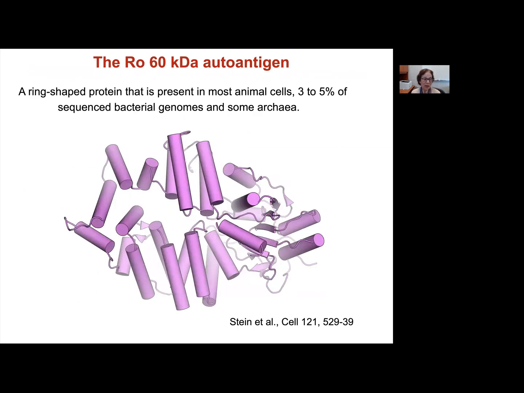Rho60 is present in most animal cells. Some sequenced bacterial genomes and some archaea also encode it. My laboratory collaborated with Karin Reinisch's laboratory at Yale to obtain several crystal structures of Rho60. This is the structure of Rho60 from the frog Xenopus laevis. Rho60 is a monomeric ring with a central cavity formed by alpha helical repeats.